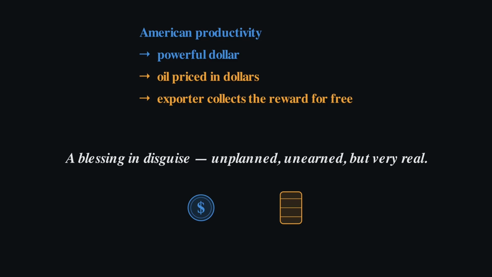For the Gulf, this was a blessing in disguise. Nobody designed it this way. The world simply chose to price its most important commodity in the currency of its most productive economy, and the exporters of that commodity became the silent beneficiaries.